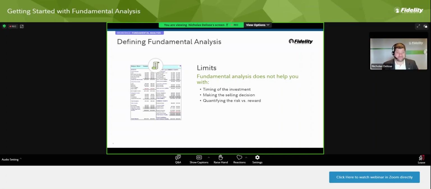And so it becomes important that fundamental analysis can't really help you with the timing of the decision. Is now a good time? That's where technical analysis comes into play. Should I sell my security? How can I manage risk and such? That's really where technical analysis comes into play.